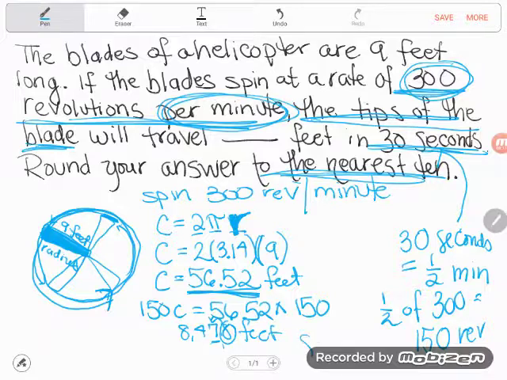And so I see this as 8,480 feet that the tips of the helicopter blade will travel in just 30 seconds. Whew, that's fast.